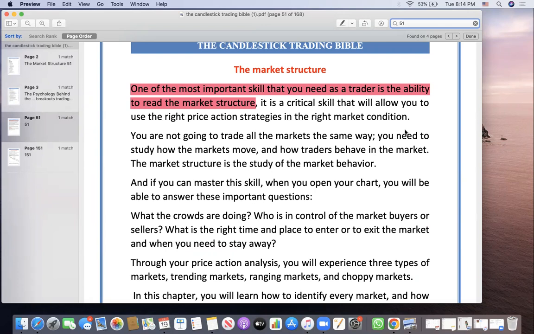because we are talking about market structure, which is how is the market moving? Is it trending? Right? Is it trending upwards? Is it trending downwards? Or is it ranging or consolidating? Right? Because there's only three ways that the market can move. You can write that down as well. It can be an uptrend, right? It could be a downtrend, or it could be a ranging or consolidating market.